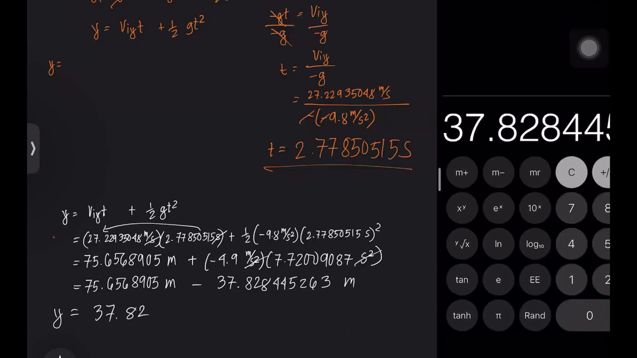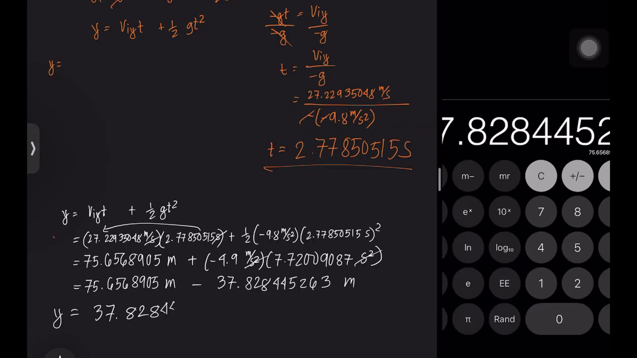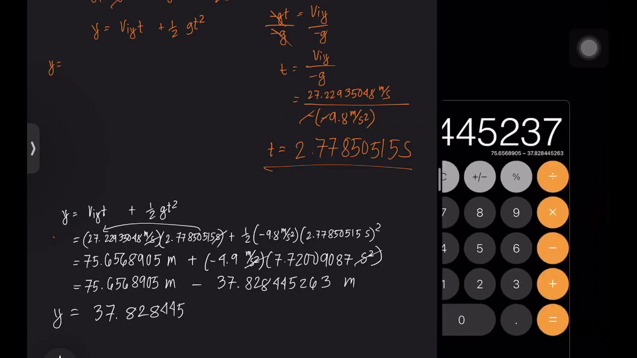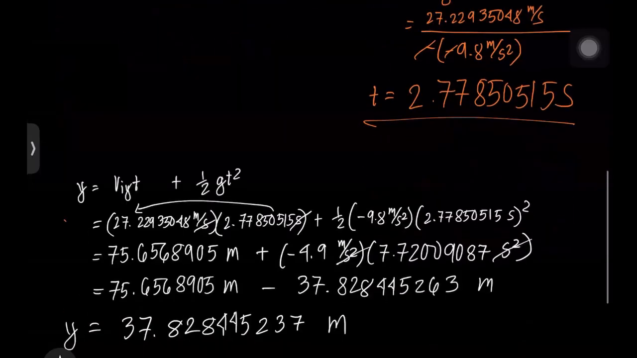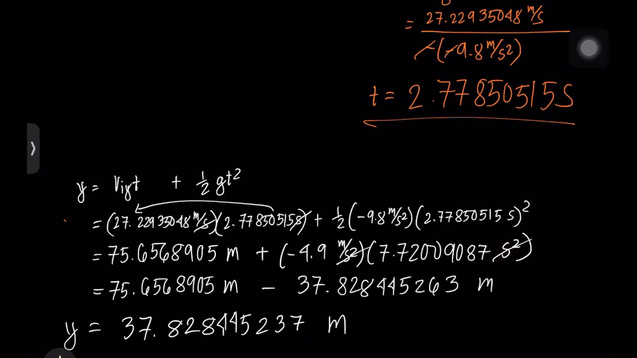Okay, so the answer there is 37.828445237 meters. So that is now the value of the height. That's positive because it is above the point of origin, so that's why it's a positive y. Again, please try to solve it using your real scientific calculator.